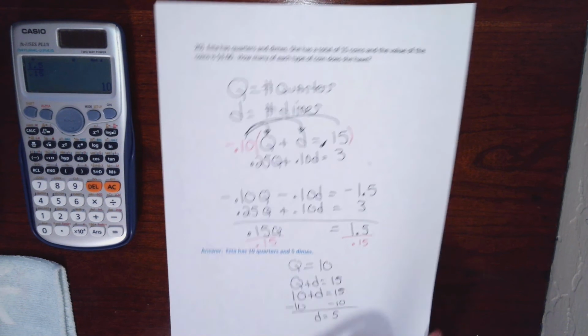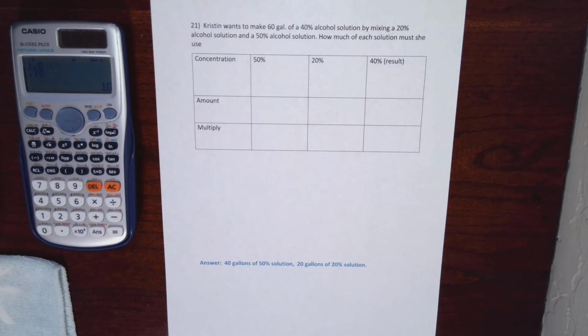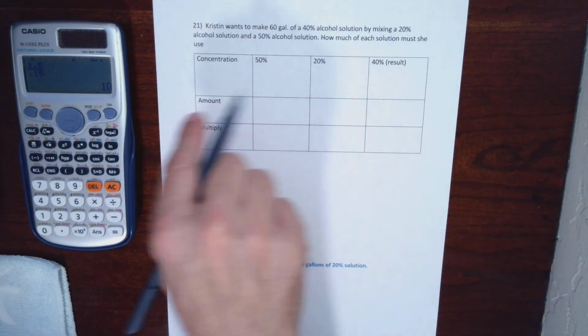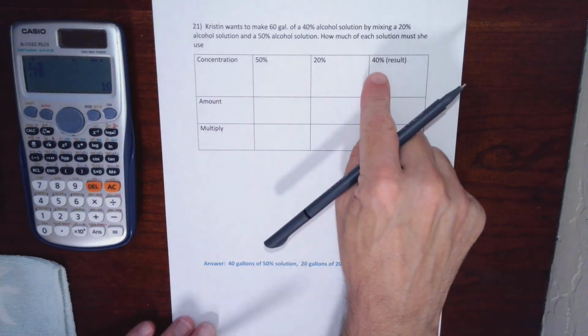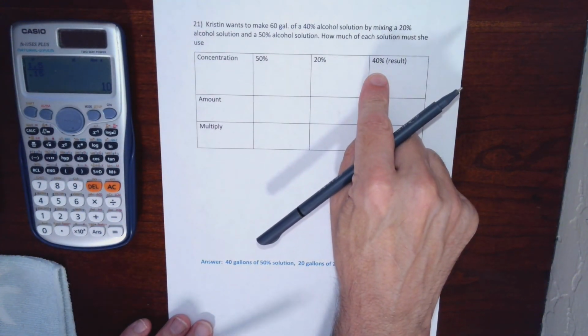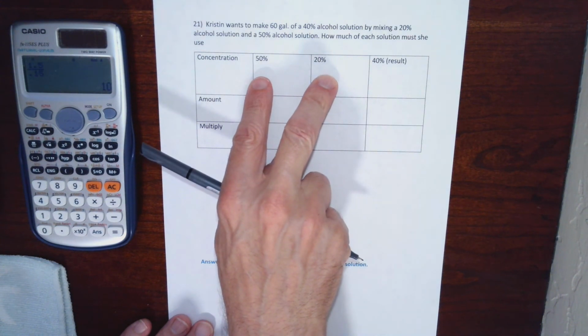One last problem, it's these ugly mixture problems that we need a chart to set up. And very specifically, I set up my chart. I took it from the homework. I have a concentration row, an amount row, a multiply row. And in the far right hand, it's your goal, the concentration percentage. And in the middle 2 columns, it's what you're mixing together.